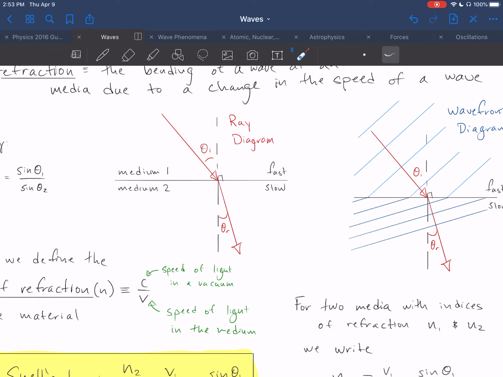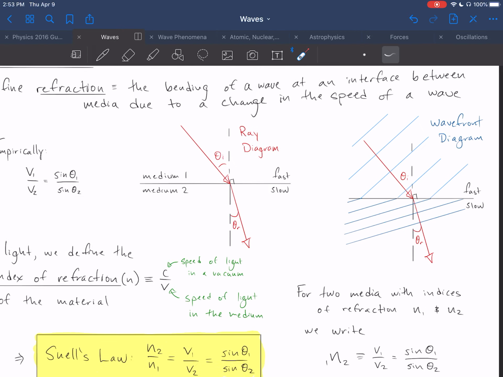Then, when that ray enters a second medium, in this case, a medium in which the wave speed is slower than in medium 1, that ray is bent, and it is bent to an angle theta r, shown here. In this case, it is bent inwards, towards the normal. So in this case, it is bent that way rather than this way. To understand why this occurs due to the speed of a wave, we're going to consider a diagram.